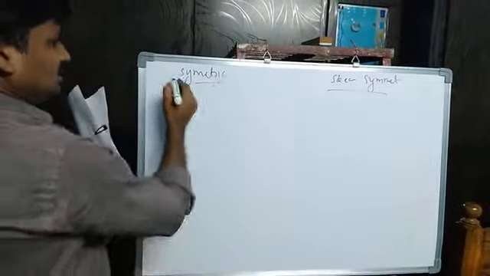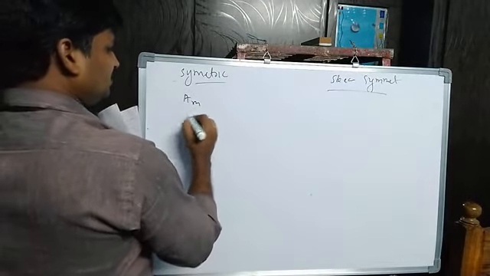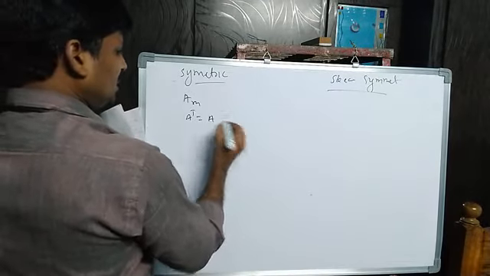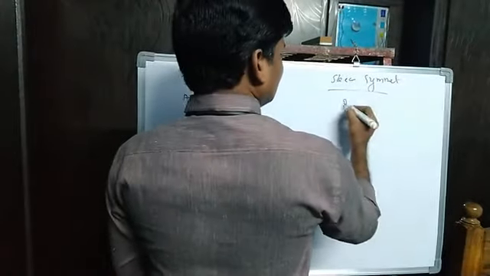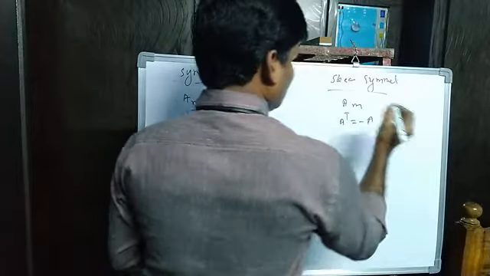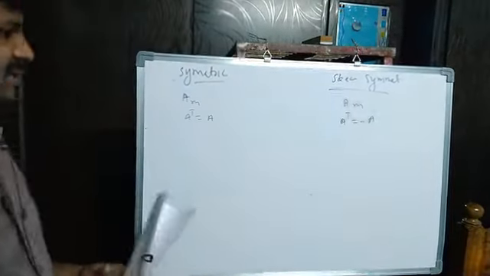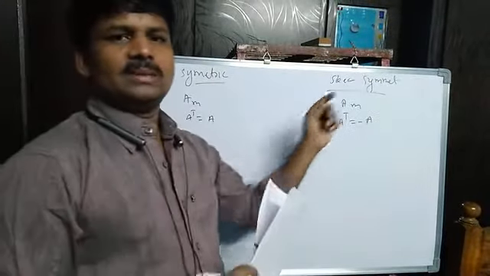What is symmetric and what is skew symmetric? Symmetric matrix means if A is any square matrix of order m, then A transpose equals A. What is skew symmetric? If A is any square matrix of order m, A transpose equals minus A. Those matrices are called symmetric matrix and skew symmetric matrix.